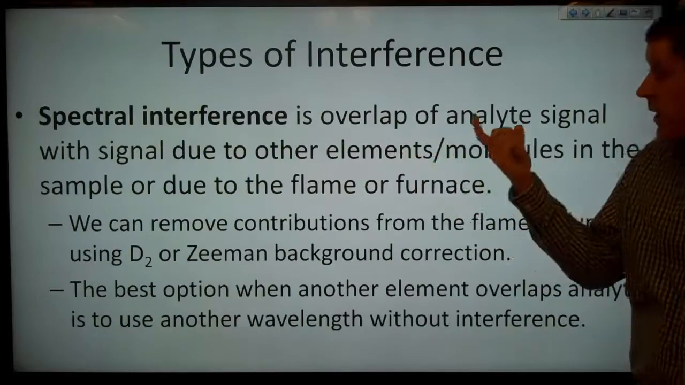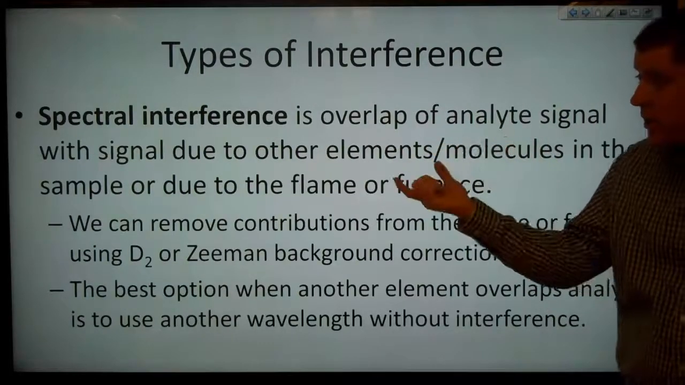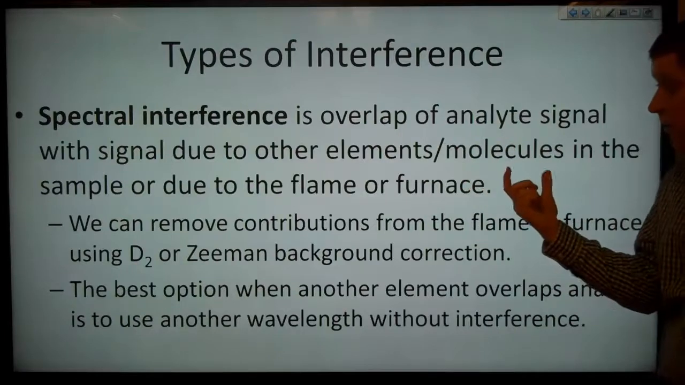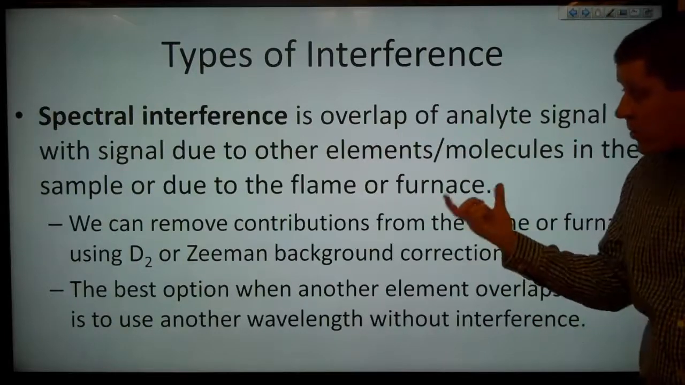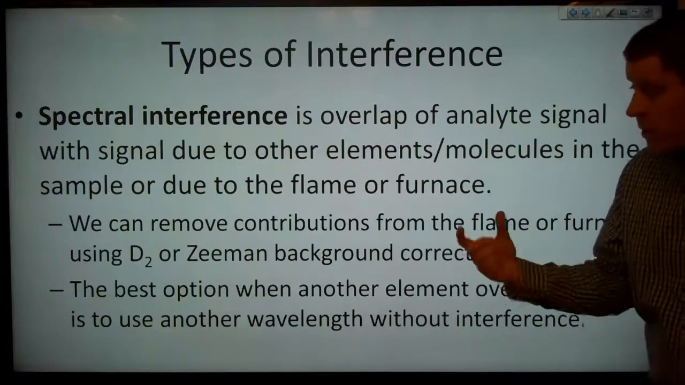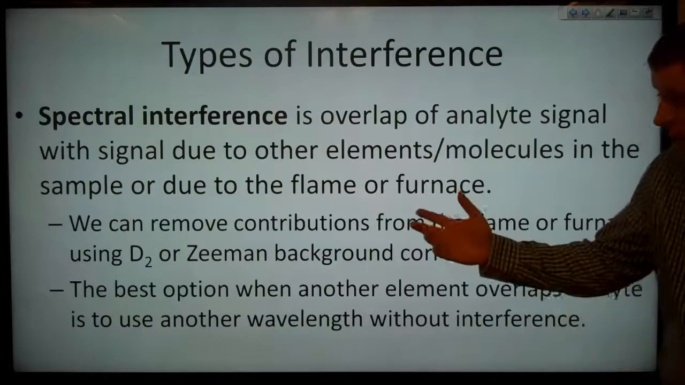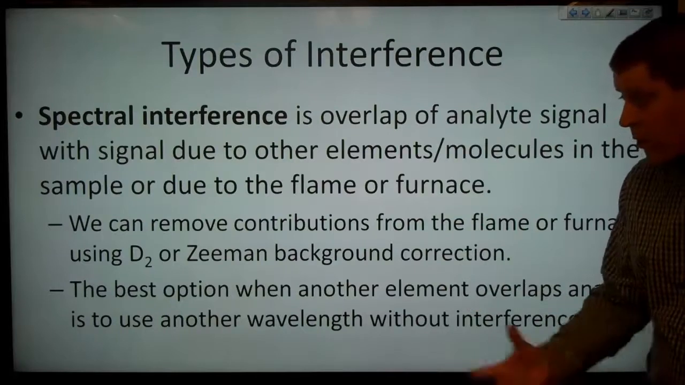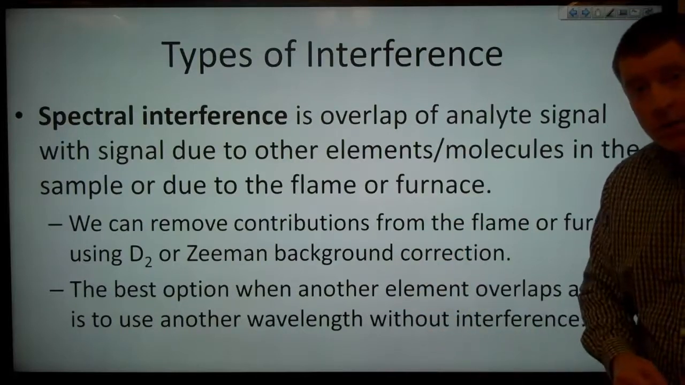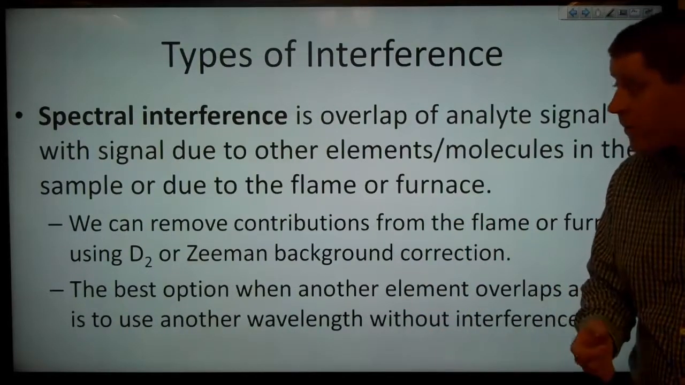Spectral interference is overlap of an analyte signal with signal due to other elements or molecules in the sample or due to the flame or furnace. So we can remove contributions from the flame or furnace using D2 or Zeeman background correction. Note that these two background correction techniques have been explained in the previous video.